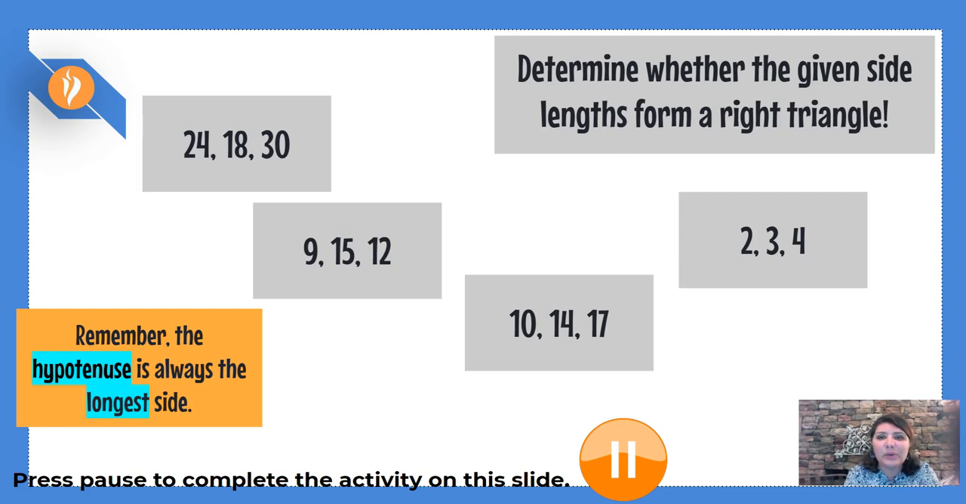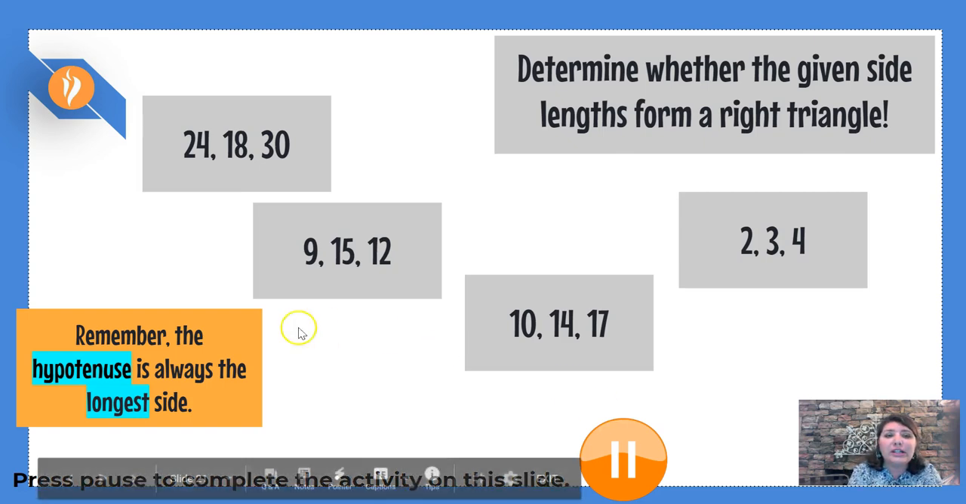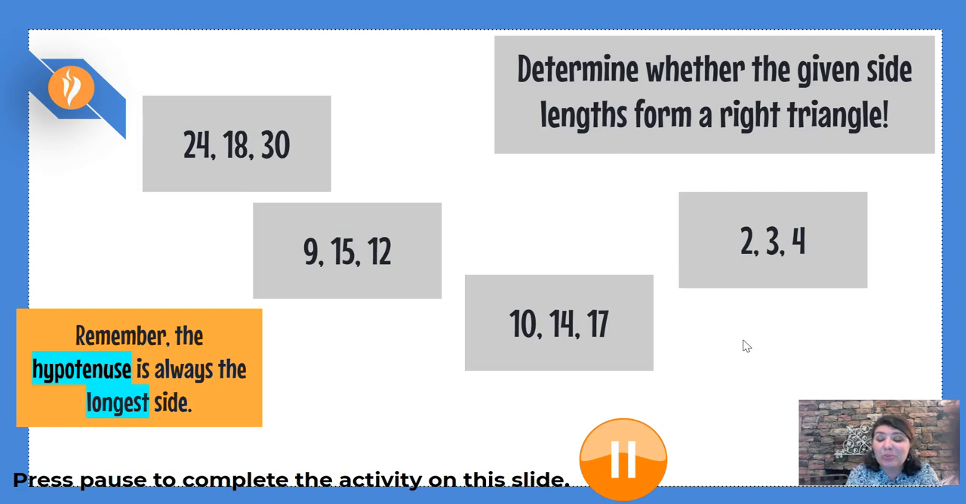So the first thing I want us to focus on is to determine if the given side lengths form a right triangle. So remember, the longest side is always the hypotenuse. It always has to be the longest. So I want you to look at these 4 examples, and the longest side is always C. Then plug in A and B, square them, and see if they equal the square of C. If they do, the answer is yes, it's a right triangle. If they don't, the answer is no. These side lengths cannot form a right triangle. So I want you to pause me, do these 4 quick examples, and come back and we'll check your work.